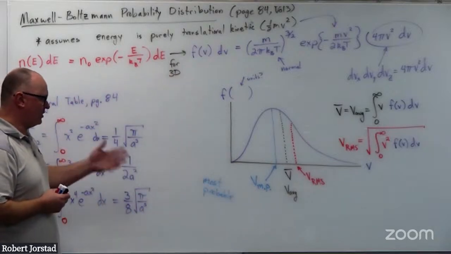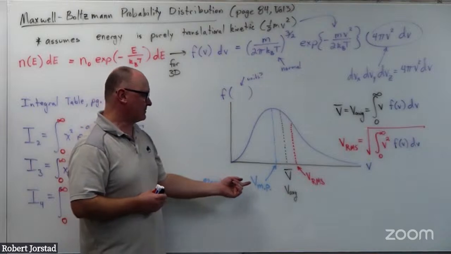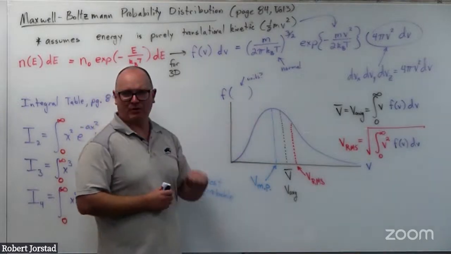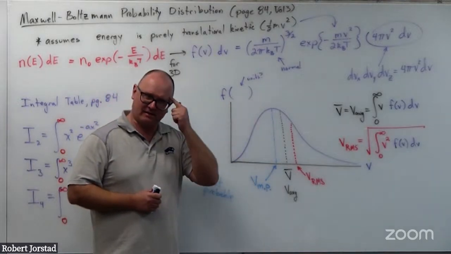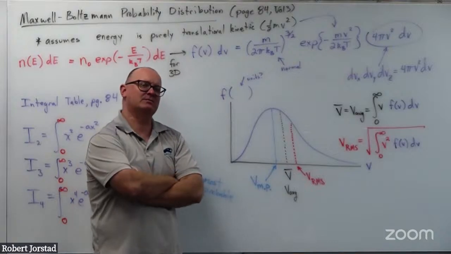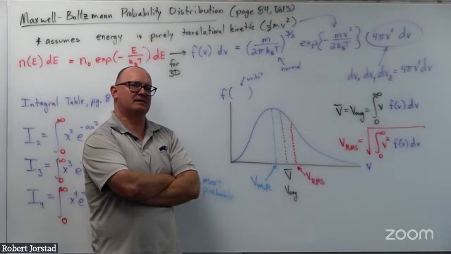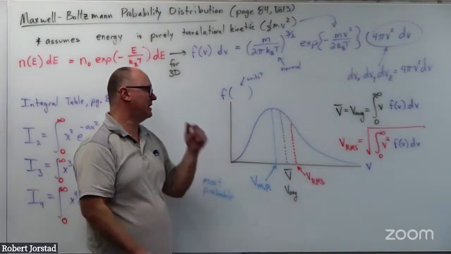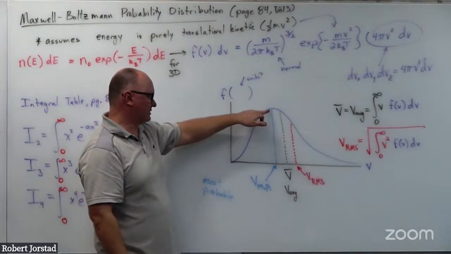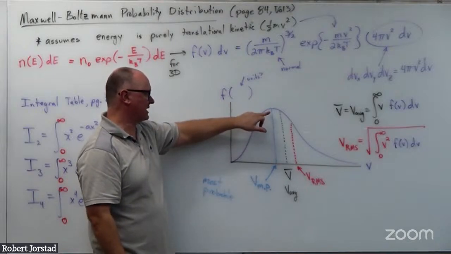If you have the most probable speed, that's basically the highest point on the curve. Think, how could you get the most probable speed? Pause the video if you want to think about it. 3, 2, 1. Well, I noticed the most probable speed occurs at the maximum.